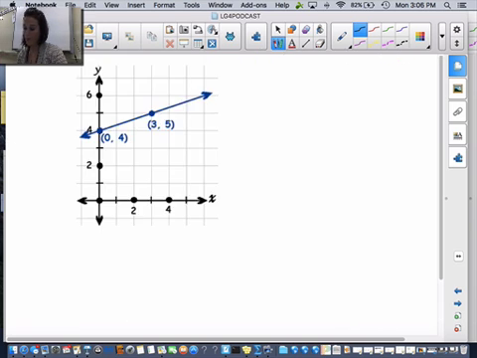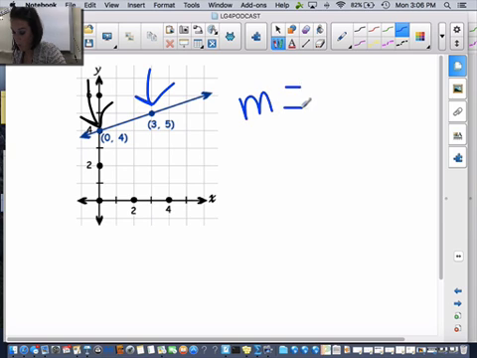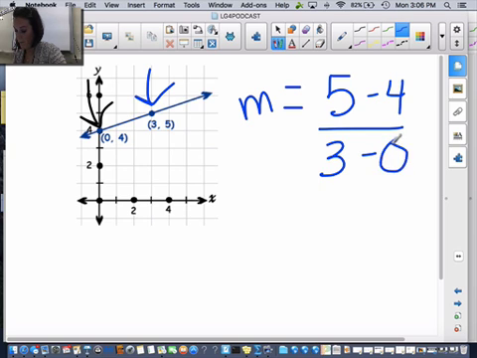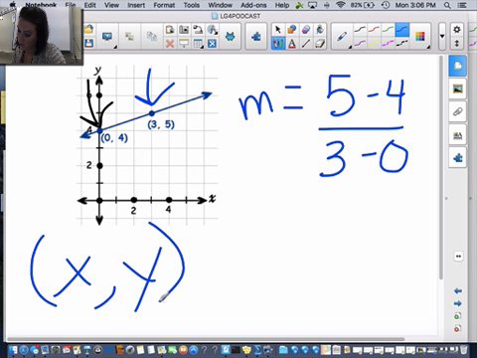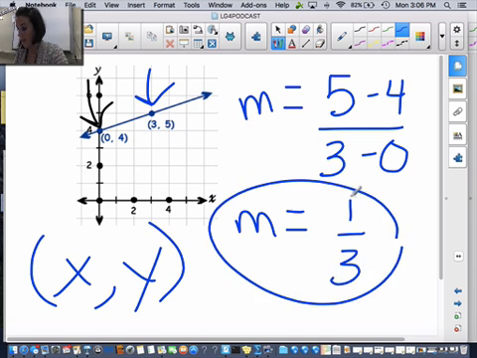All right, let's try another one. Okay, so I'm going to make these my 1s, and I'm going to make the second point my 2s. So m equals y2 is 5 minus y1, which was 4, over x2 minus x1. Again, remember our ordered pairs are x, y. So I simplify: 5 minus 4 is 1, 3 minus 0 is 3, and this simplifies down as far as it can go, so 1 over 3 is my slope.